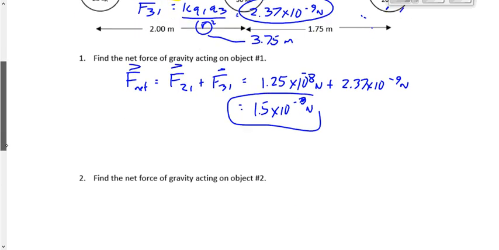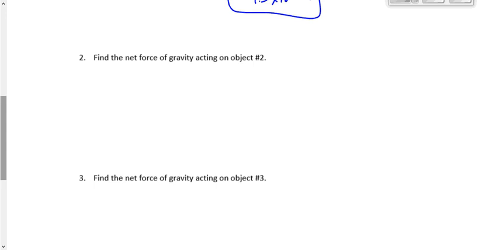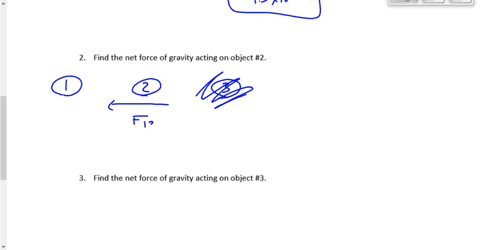Okay, let's have a look at number 2. Number 2 says, find the net force of gravity acting on object number 2. Let's redraw this here. We've got object 1, we've got object 2, and we've got object 3. We want to find the force on object 2. Let's pretend 3 doesn't exist. We want to find the force on number 2. 1 and 2, do they attract each other? Yes, all objects with mass attract each other. That means 2 will be attracted towards number 1. I'm going to call that F12, the force of 1 on 2.